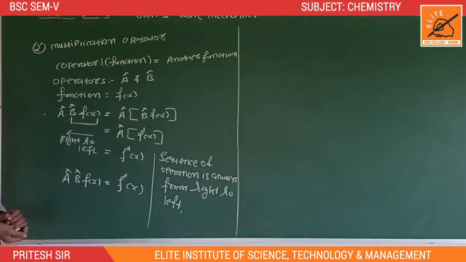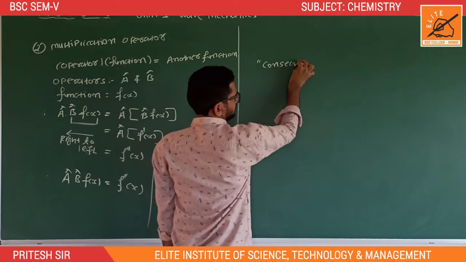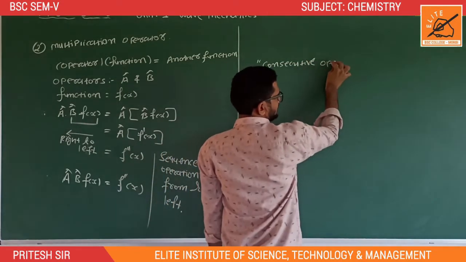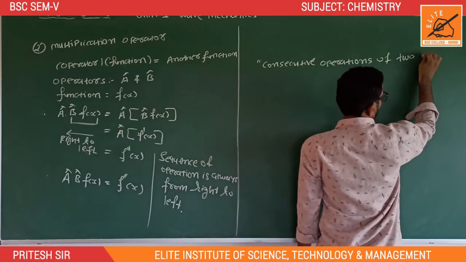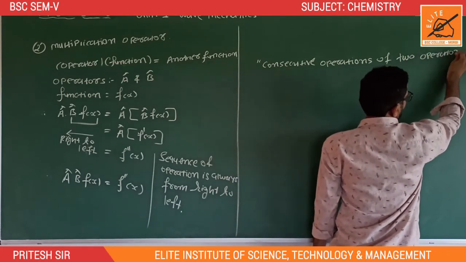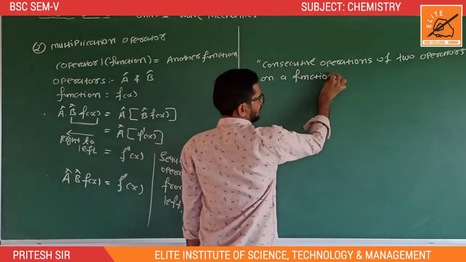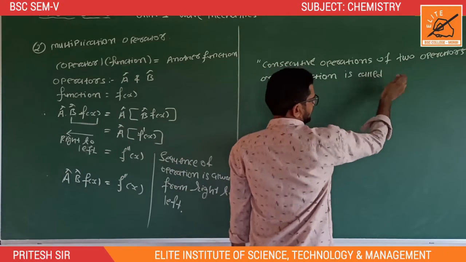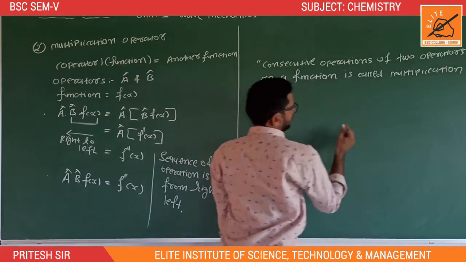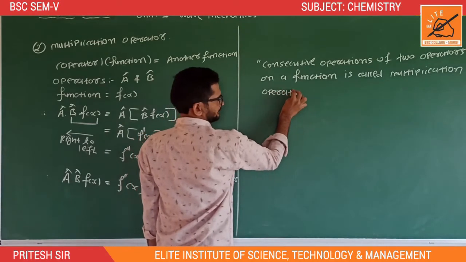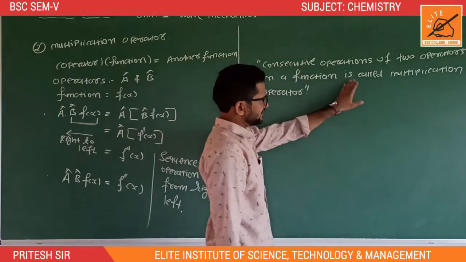So the basic definition of multiplication operator is: consecutive operation of two operators on a function is called the multiplication operator.